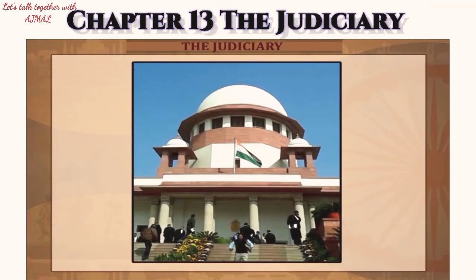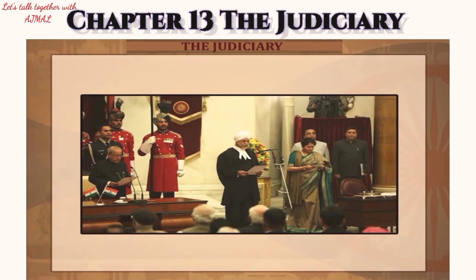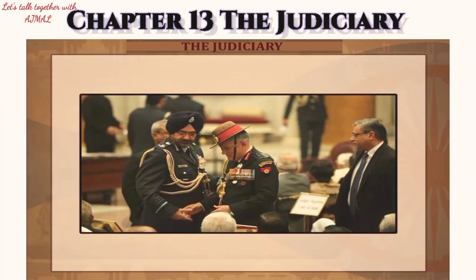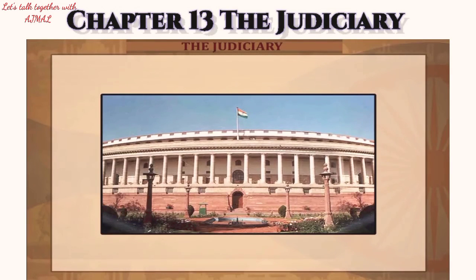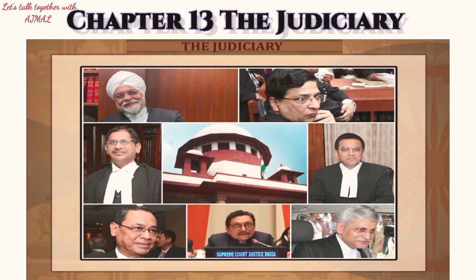Composition. The original Constitution of 1950 envisaged a Supreme Court with a Chief Justice and 7 judges, leaving it to Parliament to increase this number. The Parliament increased the number of judges from 8 in 1950 to 11 in 1956, 14 in 1960, 18 in 1978, and 26 in 1986. The Supreme Court of India at present comprises the Chief Justice and 28 other judges.